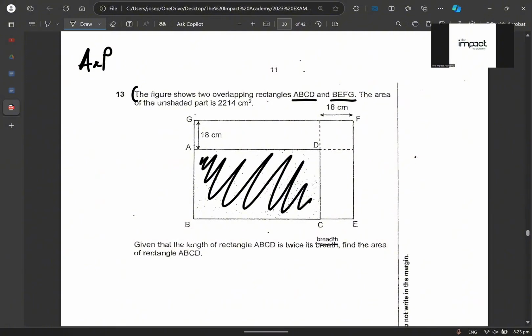And we have B, E, F, G, where are you? Where is B, F, G? B, where's my B? E, F, G is the big rectangle. Am I making sense or not making sense?